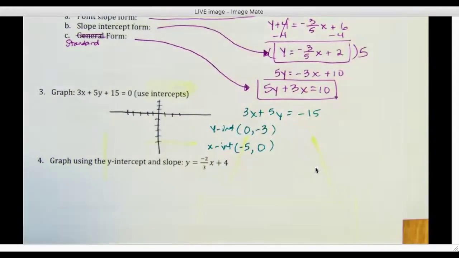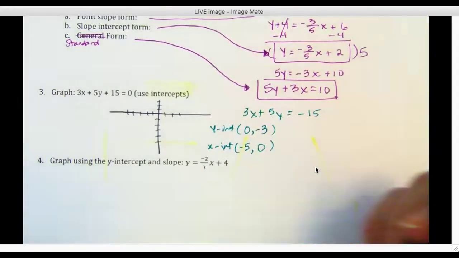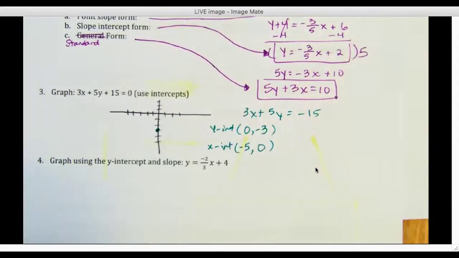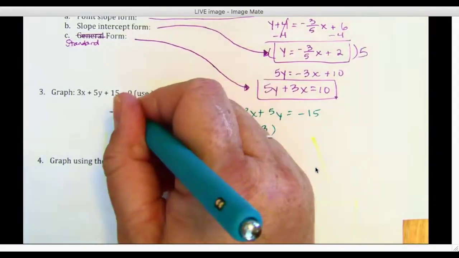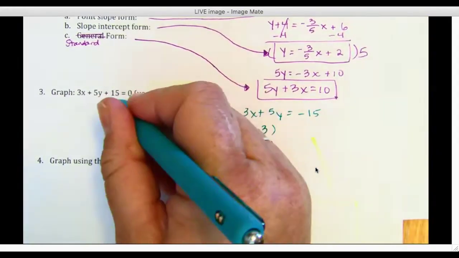And that little trick there of covering each of those up saves you from more work to do. This gives you your y and your x-intercept, and 2 points is enough for us to be able to graph. So I have my y-intercept here at (0, negative 3), and I have my x-intercept at (negative 5, 0), and I can go ahead and draw my line.